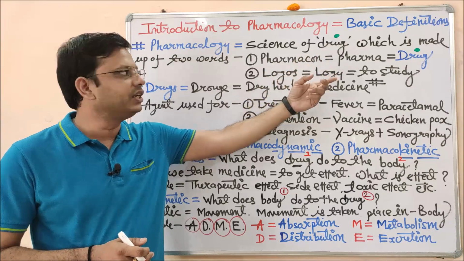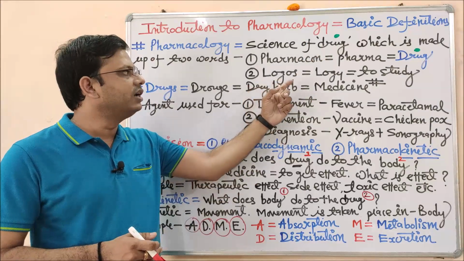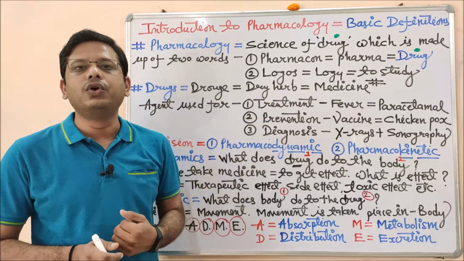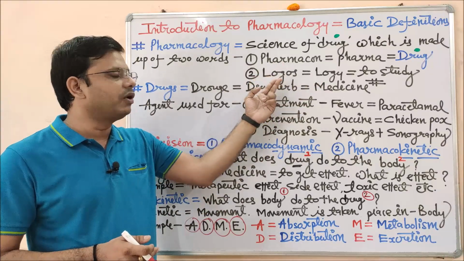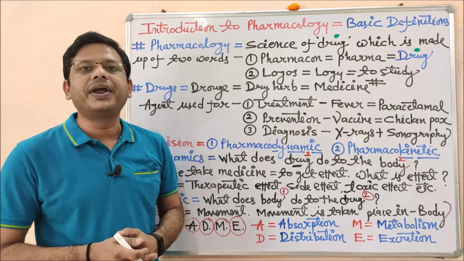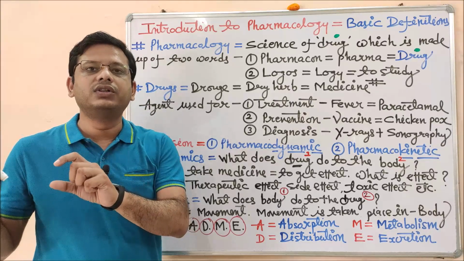Pharmakon, we have changed it into pharma, and that means drug. And the second one, logos, which is converted into logy, and that means study. So if we combine these two words, pharma and logy, we obtain pharmacology. The complete meaning of pharmacology is the study about the drug.